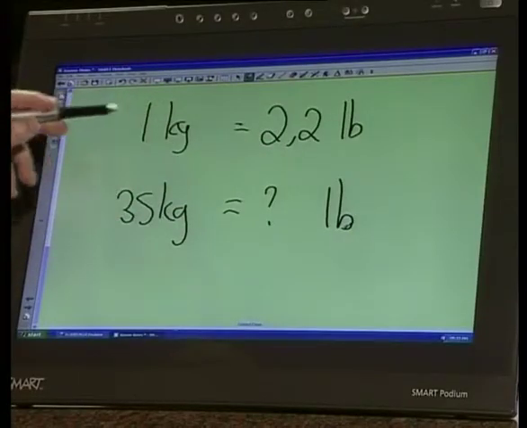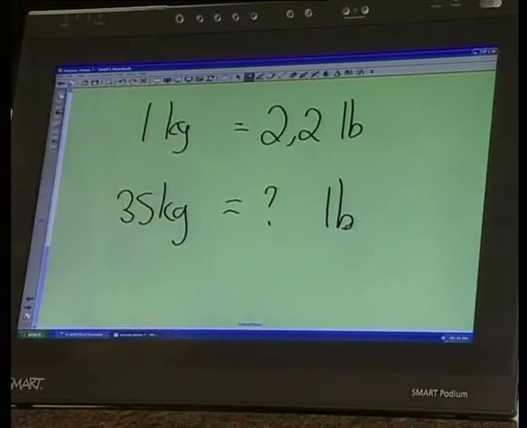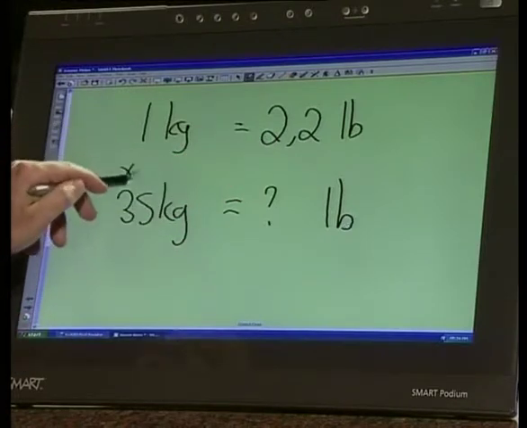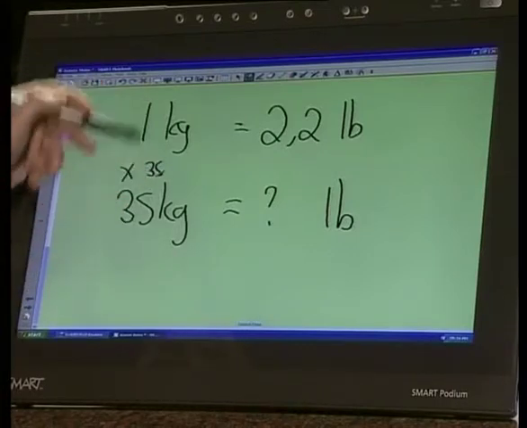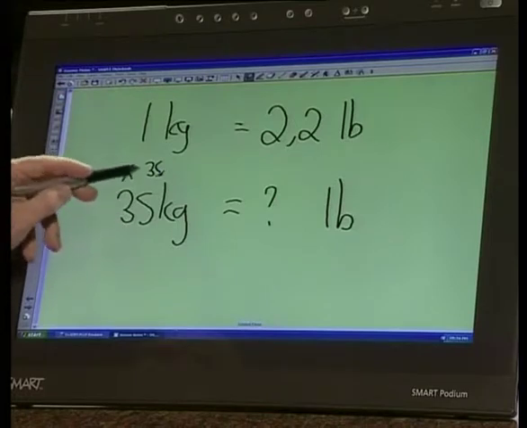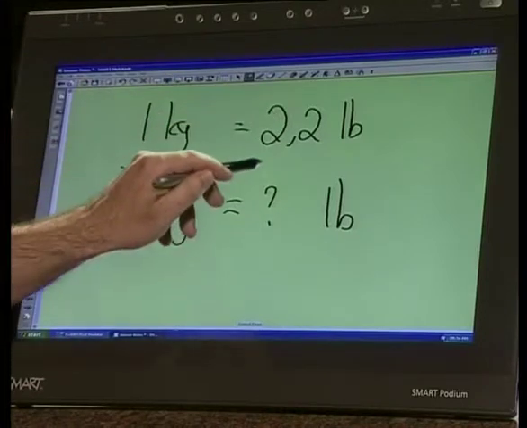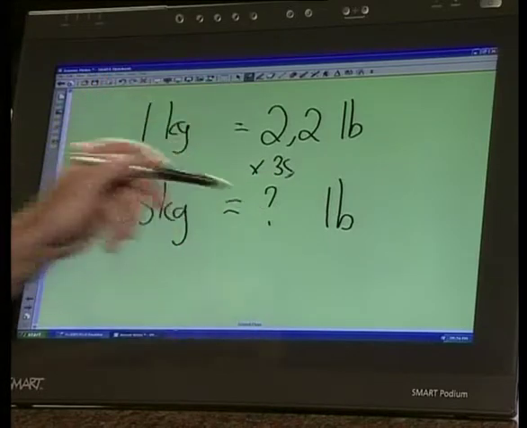How do we go from 1 kilogram to 35 kilograms? What did we multiply by to get to 35? 2,2. No, hang on. We don't want to just multiply by 2,2. We're going to go from 1 times what is 35? I'm saying I multiplied by 35 to get to 35 kilograms. Do you agree? From 1 kilogram to get to 35 kilograms, we've got to multiply by 35. We can do the same on the other side. We can say 2,2 multiplied by 35, and that will give us our answer.